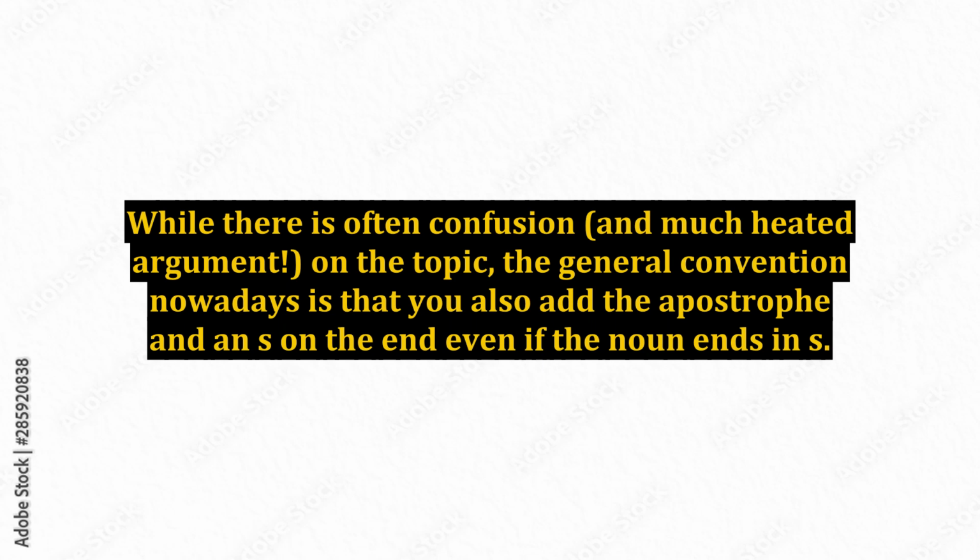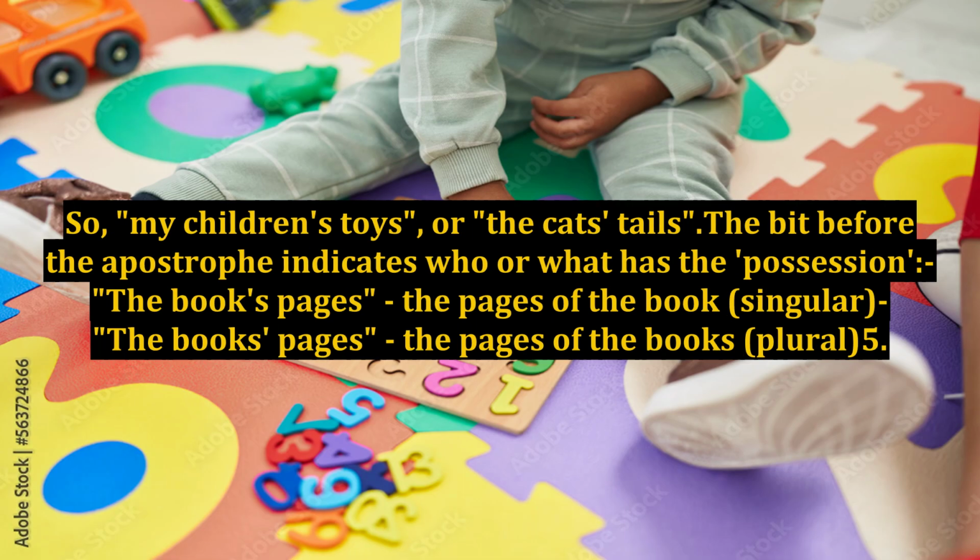Add an apostrophe to the end of a plural noun, regardless of whether it ends in S or not. So, my children's toys, or the cats' tails. The bit before the apostrophe indicates who or what has the possession. The book's pages, the pages of the book, singular. The books' pages, the pages of the books, plural.